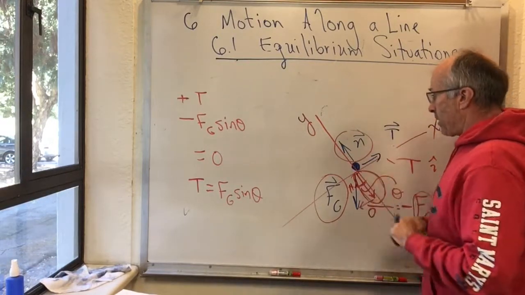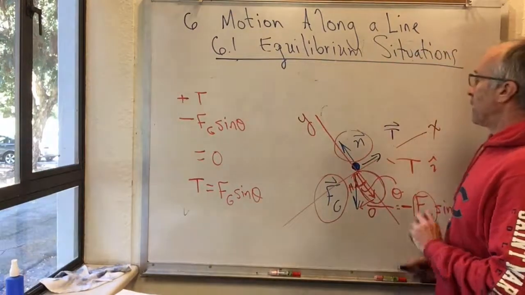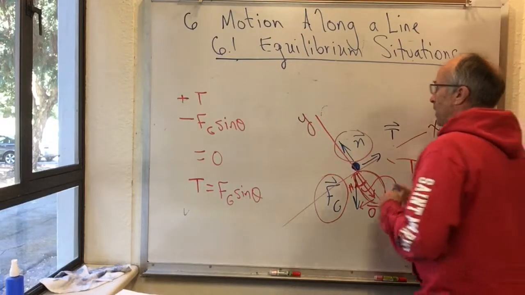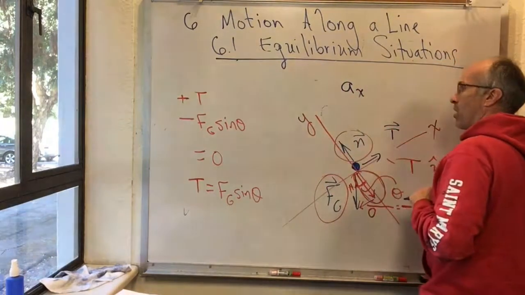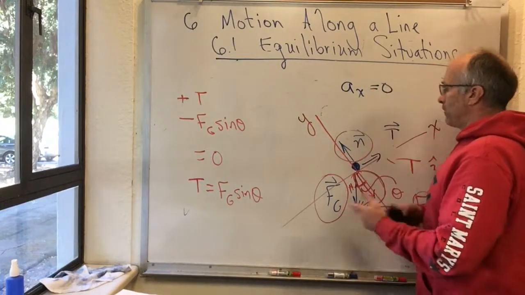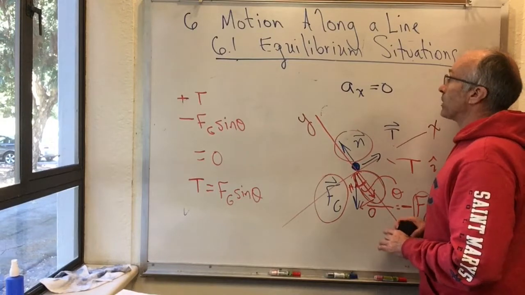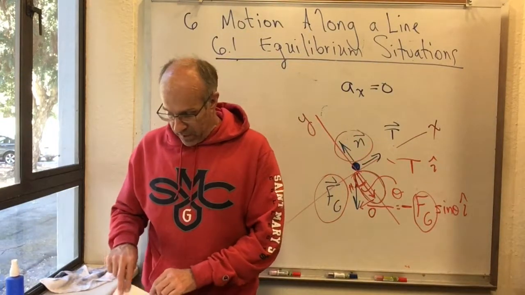To recap, what I've drawn, what I've derived, is true if and only if the acceleration of the car in this x direction is 0. If you have non-zero acceleration, you can't make this argument. Now we're going to go on to 6.2.